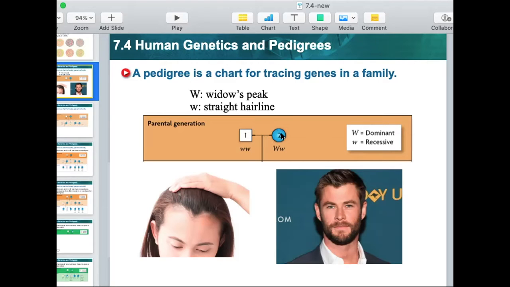And then you have circles that are filled in or ones that are not filled in. The ones that are filled in represent a trait, and the ones that are not filled in mean a different trait. So in this case, if it's not filled in, it's a straight hairline. Two lowercase w's give you a straight hairline. A filled in circle or square means they have a widow's peak.